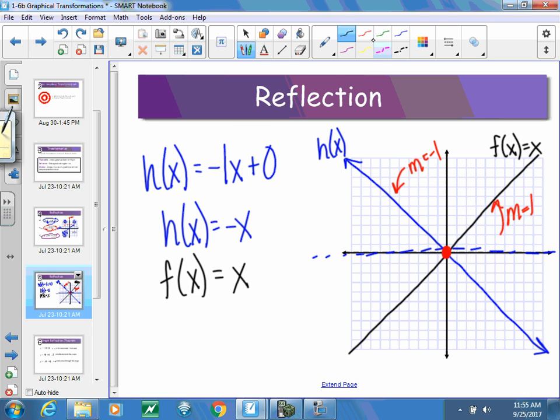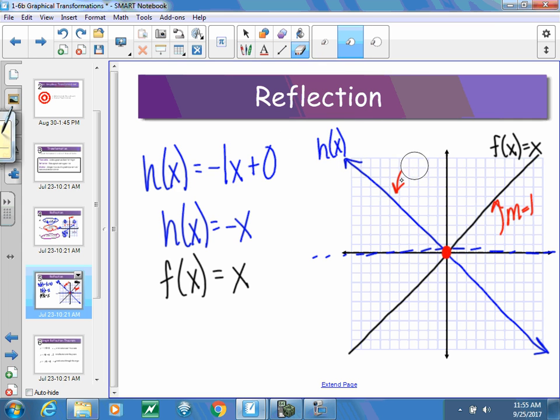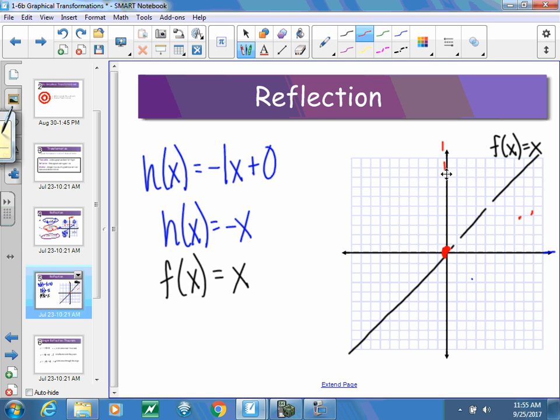Well, if you were to reflect this also, let's say, over the y-axis, let's say you took your parent function and did it that way. So now we're going to reflect our parent function over the y-axis, which is right here. Everything that's in quadrant 1 would now show up in quadrant 2, and everything in quadrant 3 would be in quadrant 4. Well, this graph right here is the exact same thing that we just talked about in the last problem.